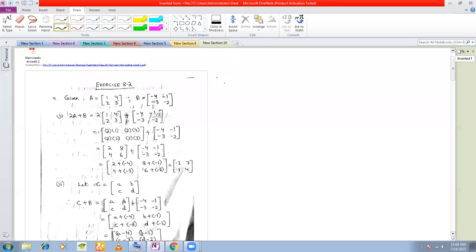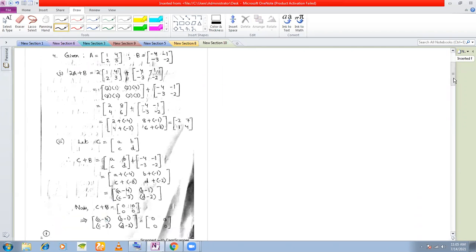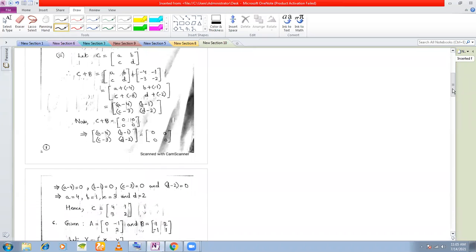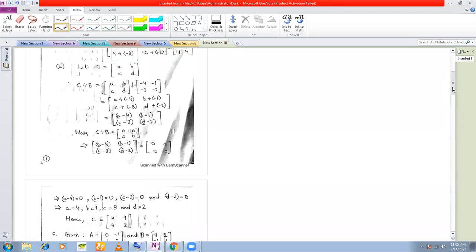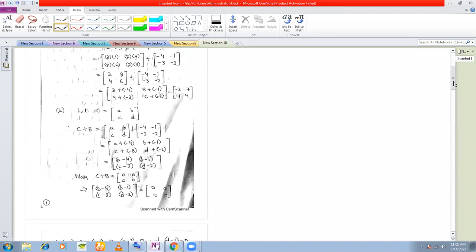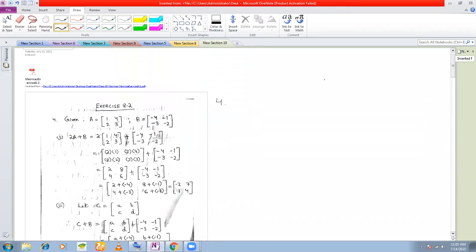Question number, this is from your second exercise from matrices. Two matrices are given here and you need to find 2A plus B. The second part of the question states that you need to find the value of C such that C plus B is equal to the null matrix. So the first part of the question states: find 2A plus B.